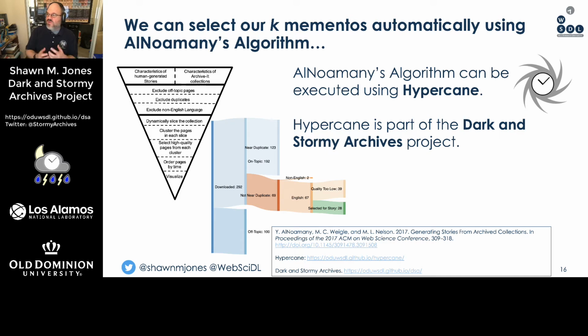And we're going to go over Al-Nomani's algorithm, just the normal steps, not just because this is how we reduce collections currently, but because it's important for you to understand your collections and how you might go through and try to figure out what these collections are about. So even if you don't execute Al-Nomani's algorithm with Hypercane, you could go through these steps yourself when analyzing, when exploring your own collections.